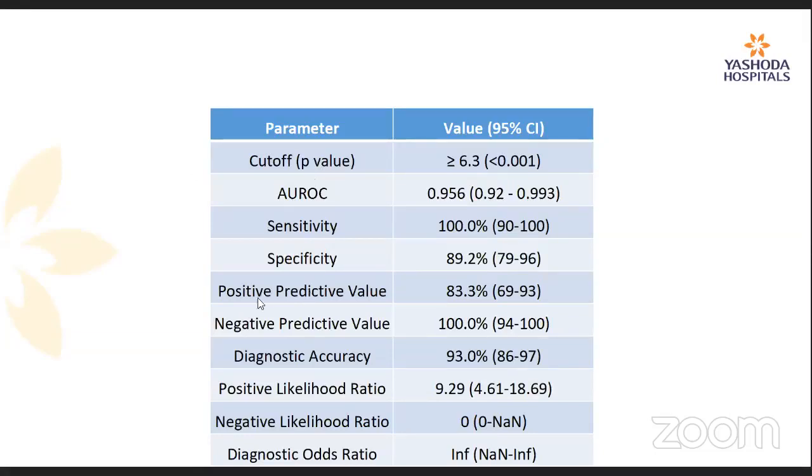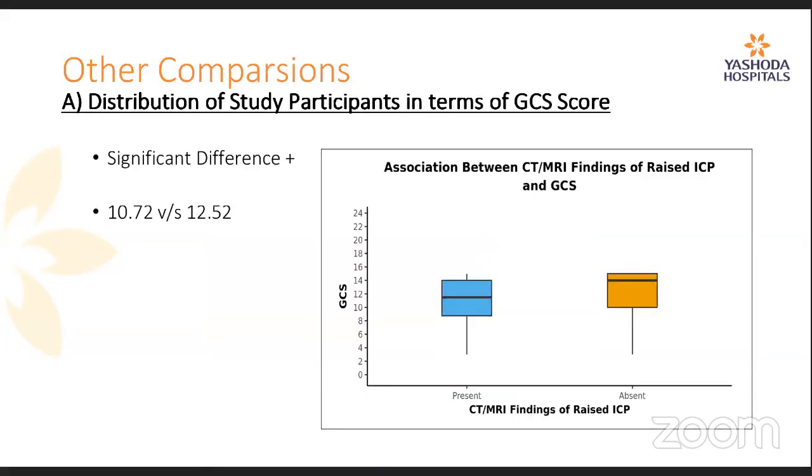We compared other aspects as well in the study, like comparison of these two groups with the GCS score with which the patient came. Patients of group 1, that is presence of CT MRI finding of raised ICP, had a mean GCS of around 10.72, while the patients of group 2 had a mean GCS of 12.5. So there was a statistically significant difference between the two groups. Means GCS was comparable with CT MRI brain scan findings. This is the tabular representation of mean, median, and range of the GCS values.